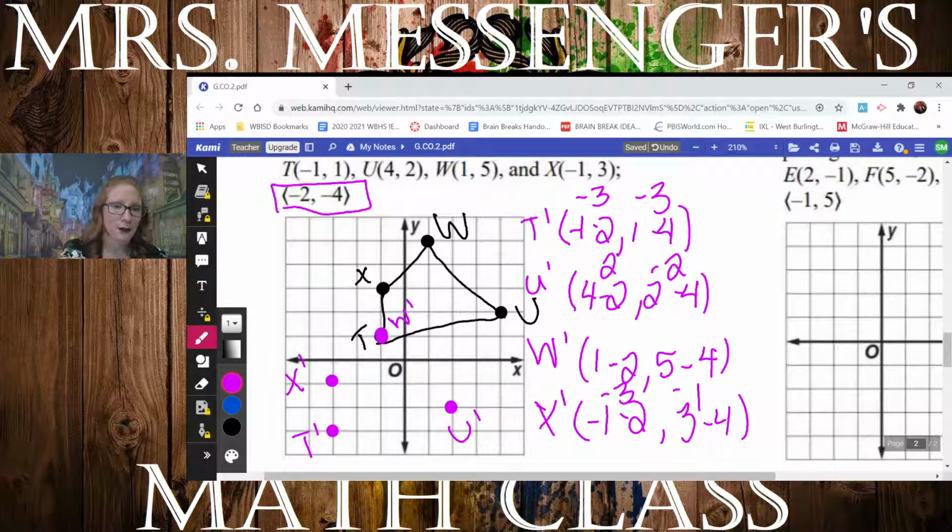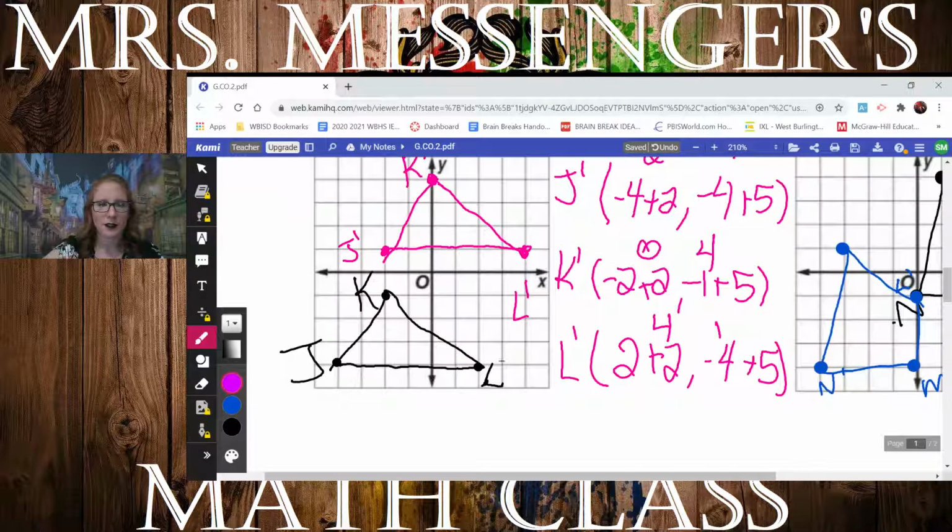Is x prime. And then we play connect the dots. So in our video on symmetry, we learned about the word isometry, meaning that it keeps everything the same. So when I move any of my shapes, they should still be the same distance apart. So for example, x to t was a different distance of 2. X prime to t prime is still a distance of 2.